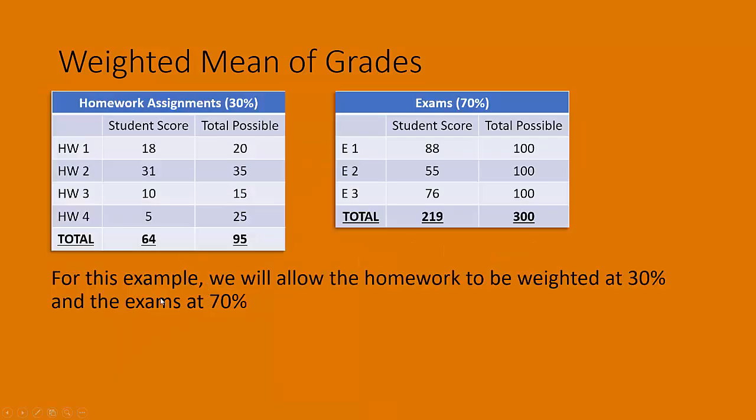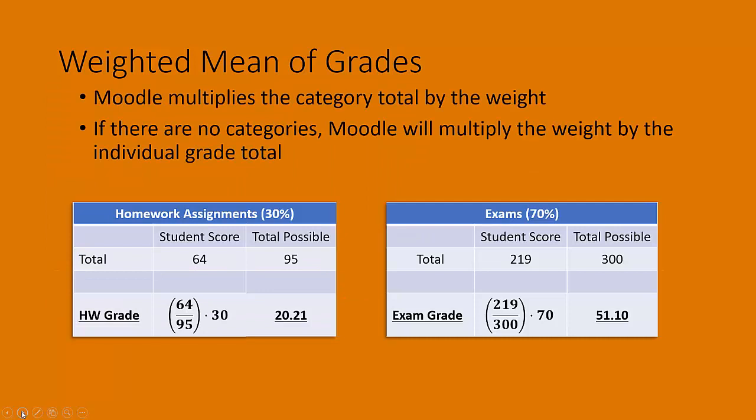So another example here, we will allow the homework to be weighted at 30% and the exam totals to be weighted at 70%. When you calculate the grade for weighted mean of grades, Moodle will multiply the category total by the weight you have configured on the setup page. If there are no categories, Moodle will multiply the weight by the individual grade total.